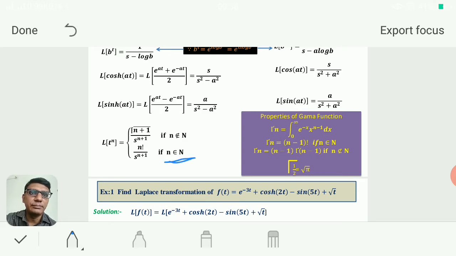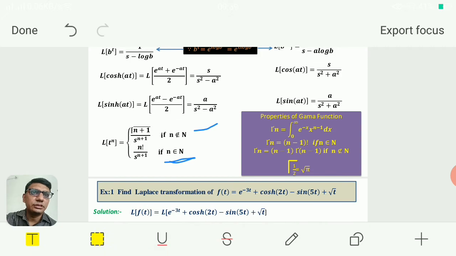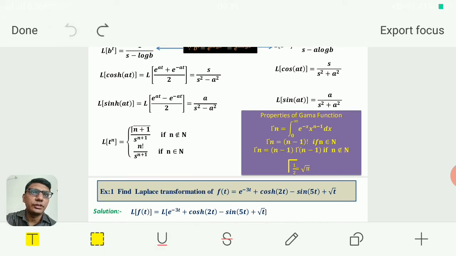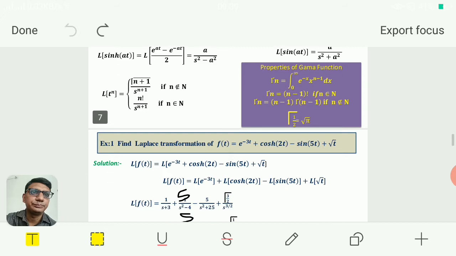So in the second example, we can write Laplace of t raised to n equal to n factorial upon s raised to n plus 1. But in the previous form, when n is not an integer, we can't write gamma of n plus 1 in the factorial form. Now we check some similar types of examples related to this formula.